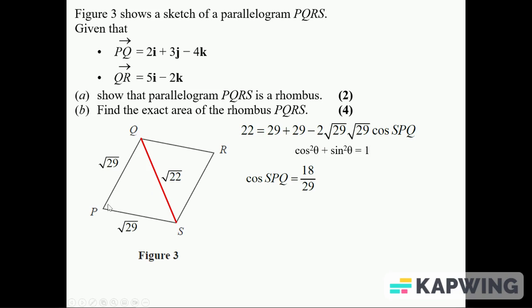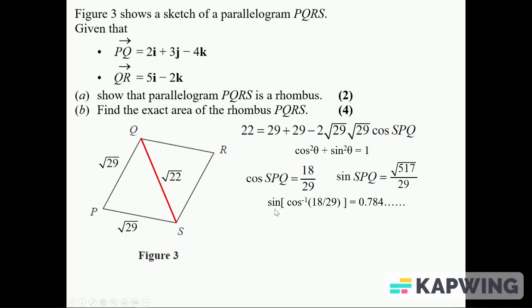Now, I want an exact answer because I need the sine of theta, the sine of that angle, not the cosine, to work out the area. I can use cos squared plus sine squared equals 1 to work out the exact value of sine theta. So if I do that squared, 1 take away that squared and square root the answer, I get root 517 over 29.